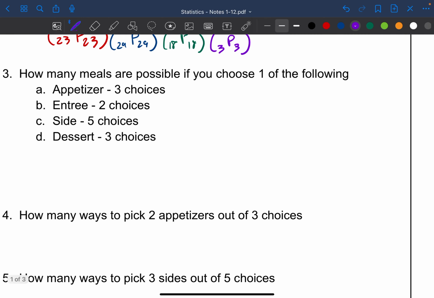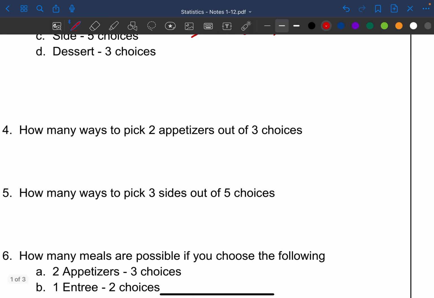Now, number 3, you've seen problems like this before, where we have a given number of things that go into a meal: appetizer, entree, side, dessert. It's just like the outfit idea. And so to figure out if I choose 1, then it's 3 times 2 times 5 times 3. That's the number of meals that are possible. But what if we have more than one choice? Now it gets a little more complicated.